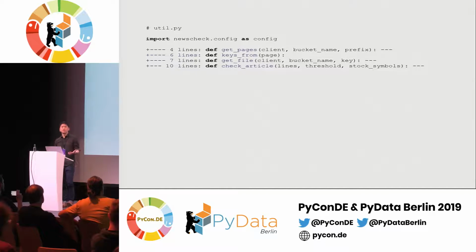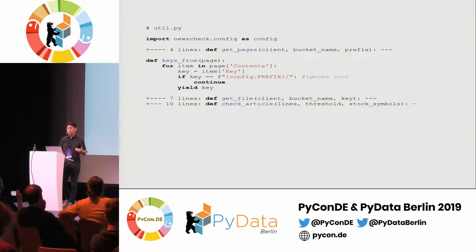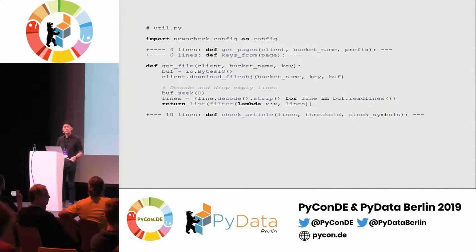Then there's finally the util function, which contains all those small helper functions. I'm going to go through this real fast, but get pages, AWS makes it really easy to get a page iterator over keys. Keys from does that parsing that I just described. So this is just accessing the dict. Get file, all this does is create a temporary file buffer in memory, downloads the file, does some splitting into lines and white space cleanup.